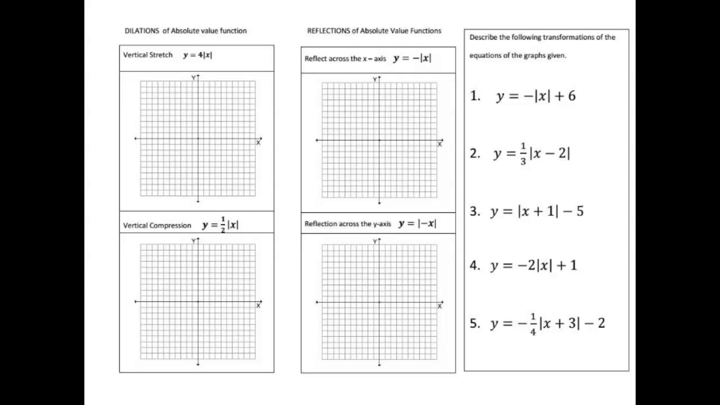So the last is on the back. And on the back here, this is your dilation. So when you do a dilation, it's either going to be narrow or wide. We talked about this on another sheet. You're going to look at the value outside of the absolute value right here, this 4, and it's being multiplied.